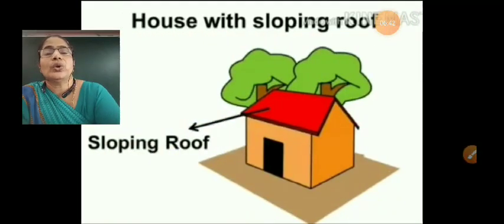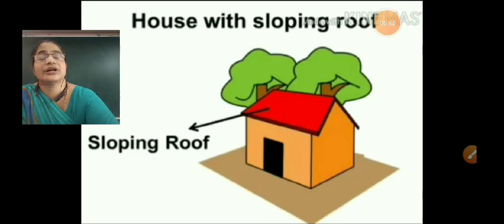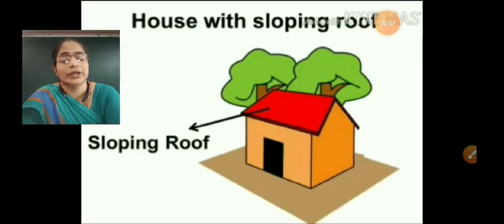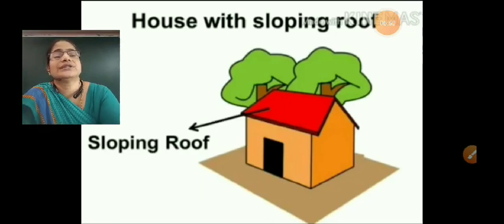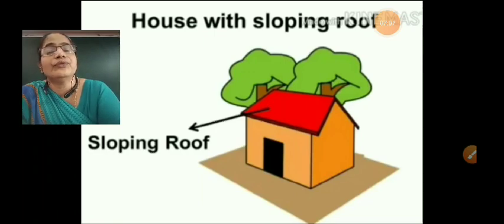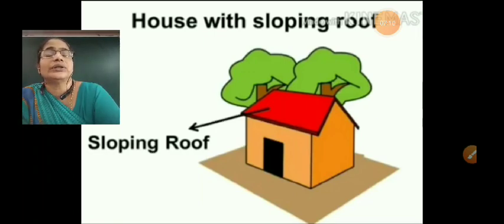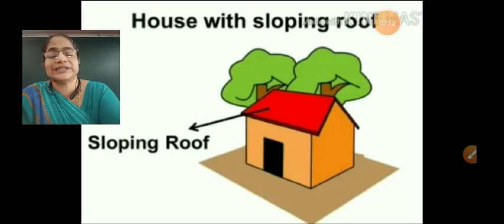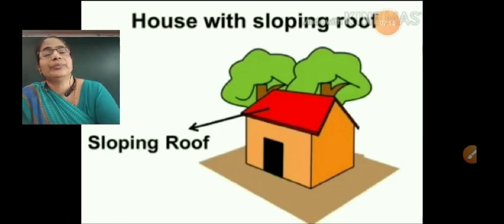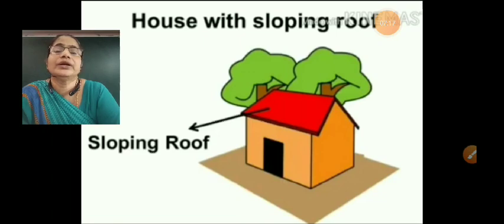Here you can see we already told about the stilt house. They have sloping roofs. A house with sloping roofs. Sloping roofs mean after the rain the water will not stay there. That will go down. That water will not remain on the roof. You can see here how the people are making the sloping roof.